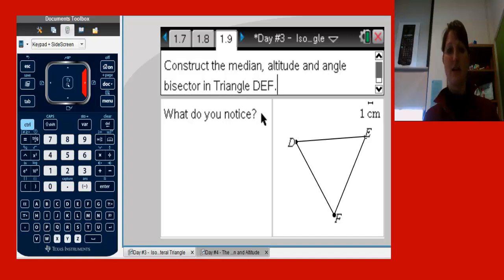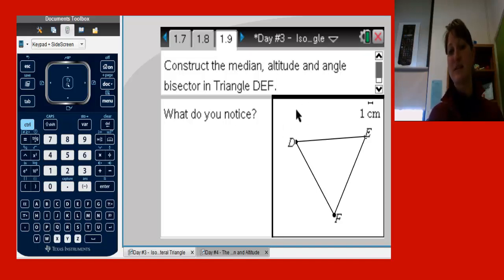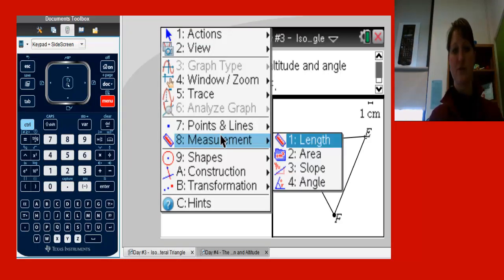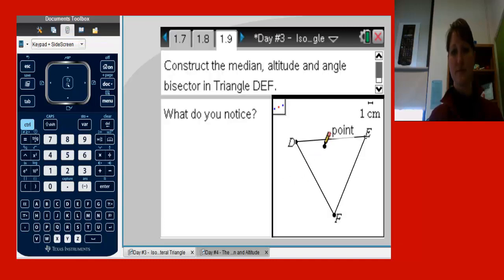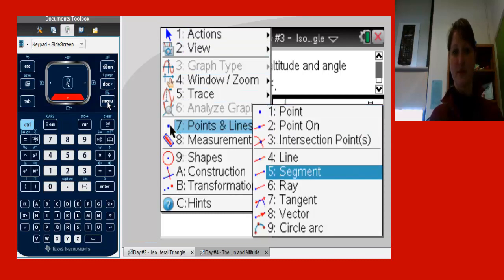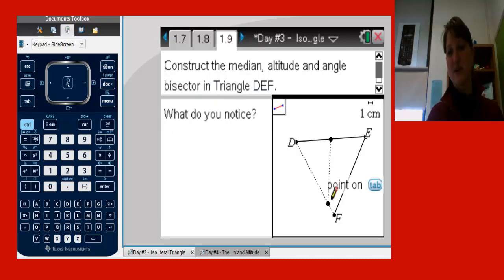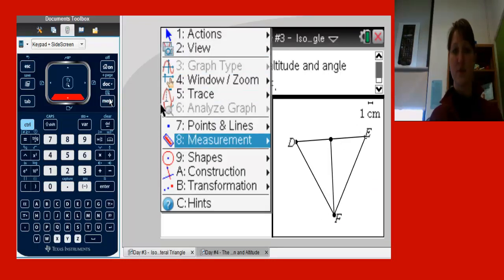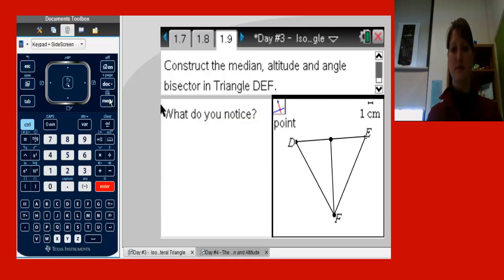Now, what we want to do again is construct median, angle bisector, and altitude for triangle DEF. Now, we can pick any side that we want to work on. So I think I'm going to go from F to DE. So the first thing I'm going to do is construct a midpoint on DE, and then draw in that segment. So that's my median. Then I'm going to do an altitude, so a line perpendicular to DE that goes through F.